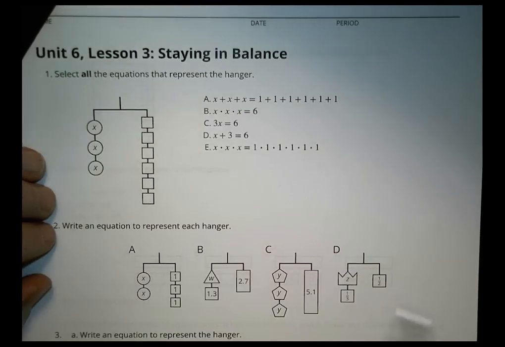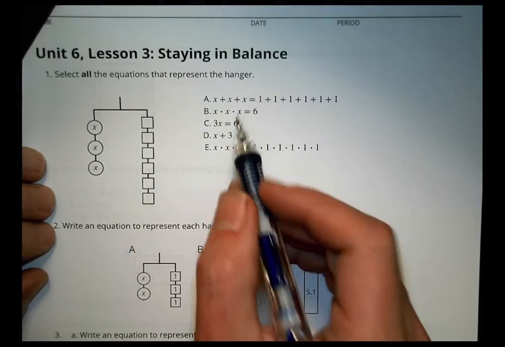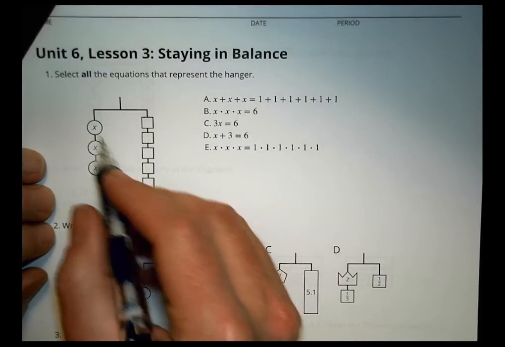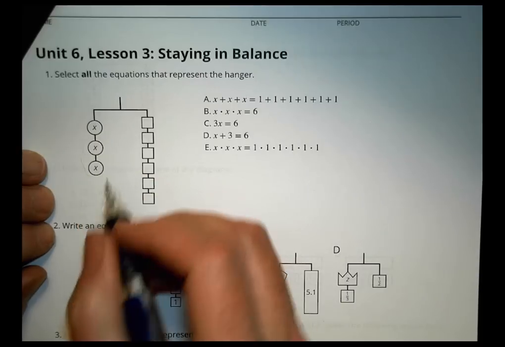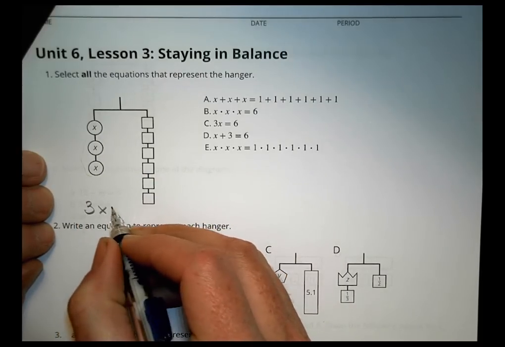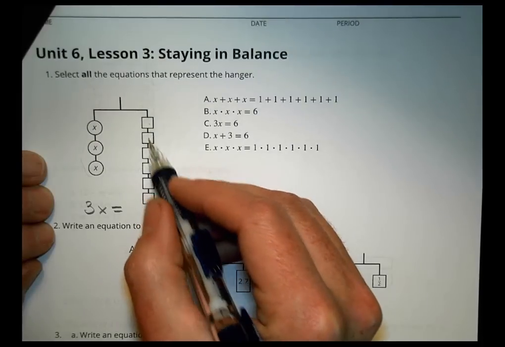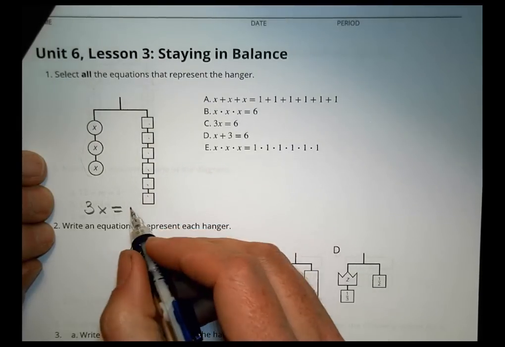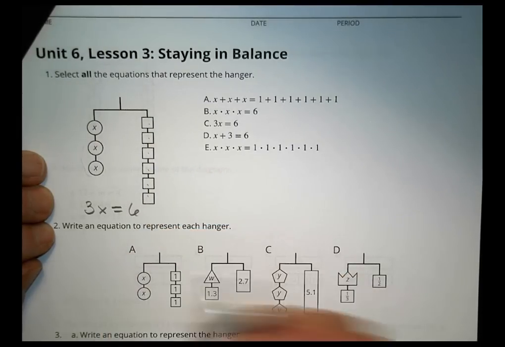Alright, here we go, homework check time. Let's select all the equations that represent the hanger. In this hanger here, we have 3 groups of x, so we could write that out as 3x, and that's equal to, in this case, 1, 2, 3, 4, 5, 6 of something, right? That's the basic way we write it from our lesson.